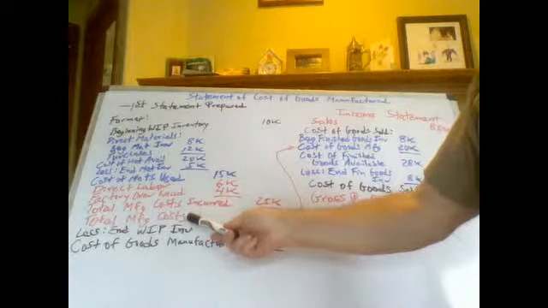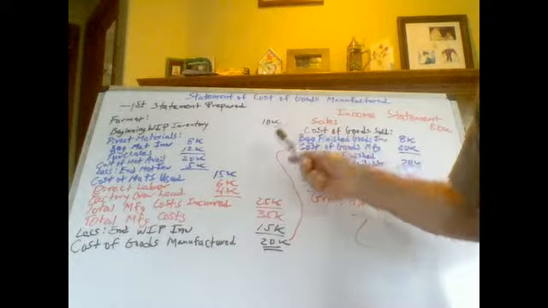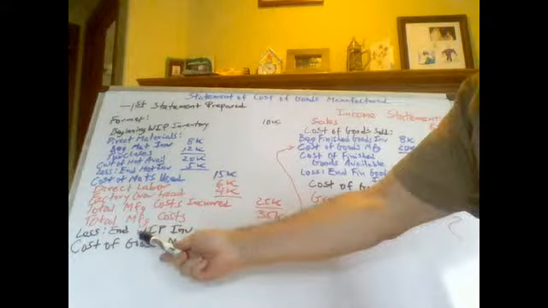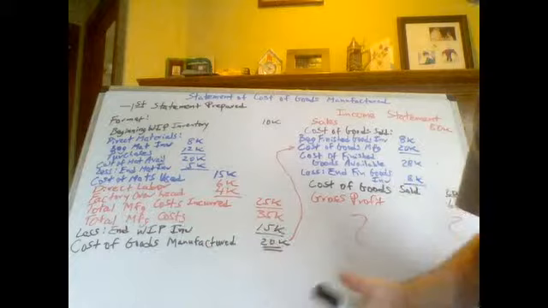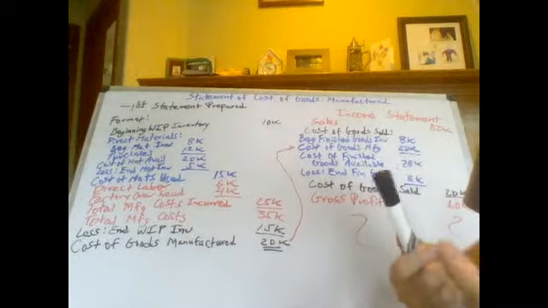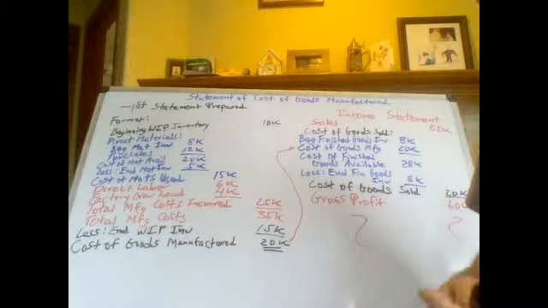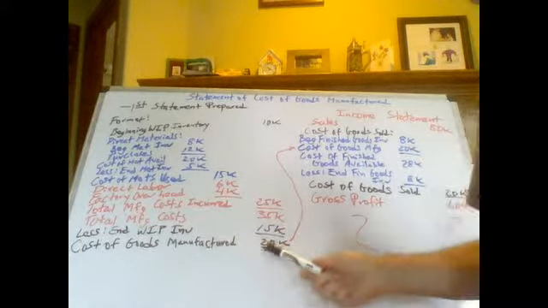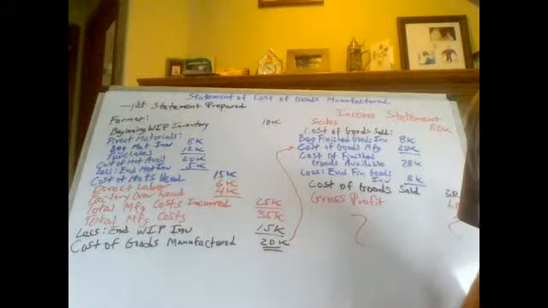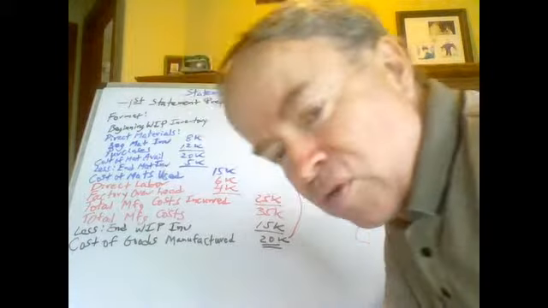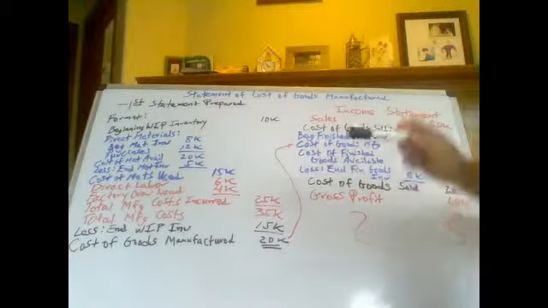When we add that with the beginning work in process, we get total manufacturing cost of $35,000, less the ending work in process, because that can't be transferred to finished goods. That's the chairs with the legs missing, of 15. That gives us cost of goods manufactured of $20,000. So that dollar amount now gets transferred to the income statement.